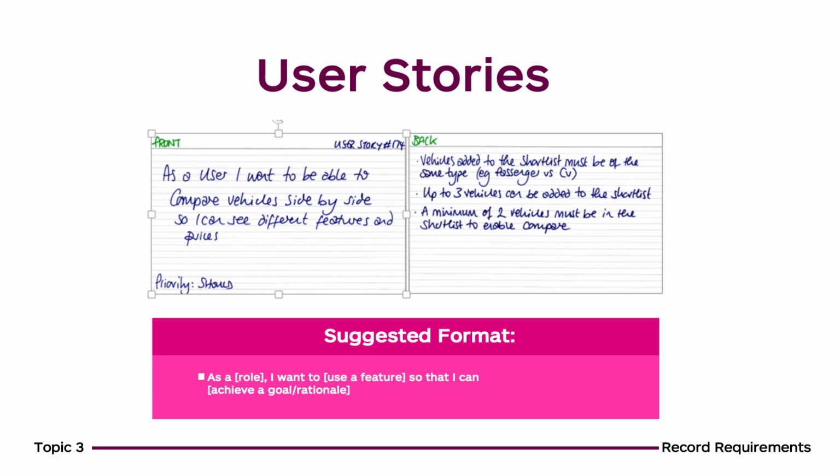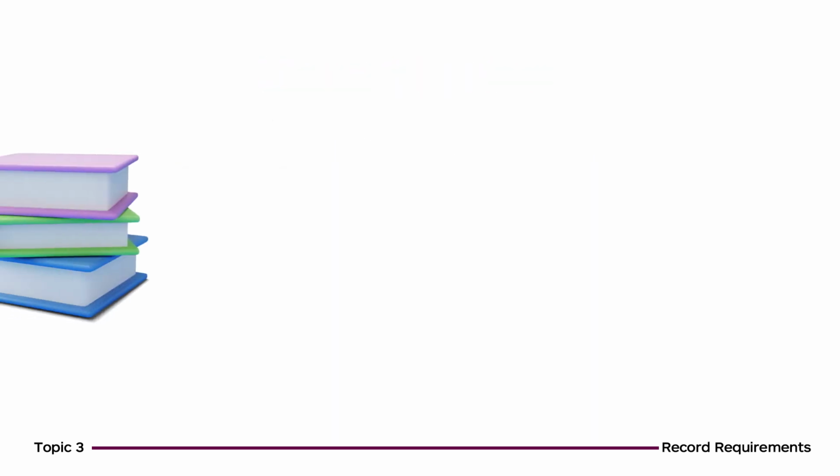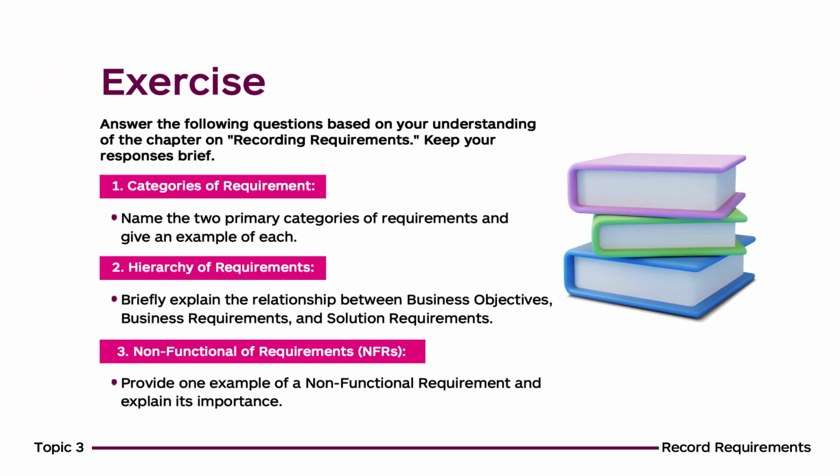Before you go, let's do a quick exercise. Answer these based on what you've learned. Categories of requirements: name the 2 primary categories of requirements and give an example of each. Hierarchy of requirements: explain the relationship between business objectives, business requirements, and solution requirements.